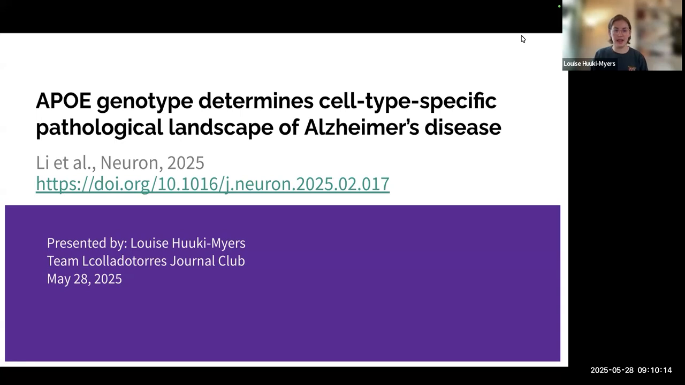Louise Myers, and today at our Team Journal Club, I'll be presenting a paper, ApoE genotype determines cell type specific pathological landscapes of Alzheimer's disease. And this is a recent publication by Lee et al.